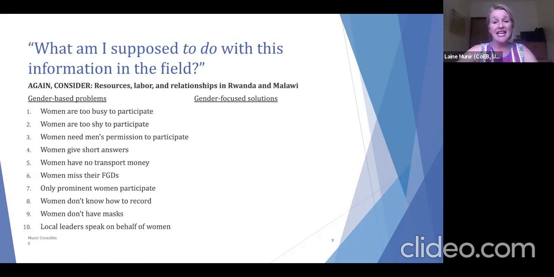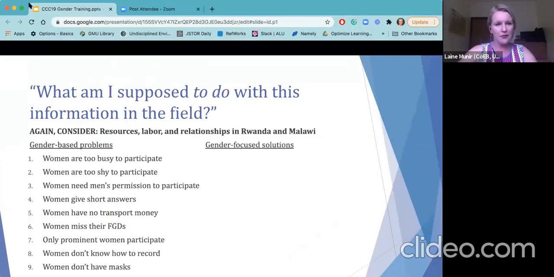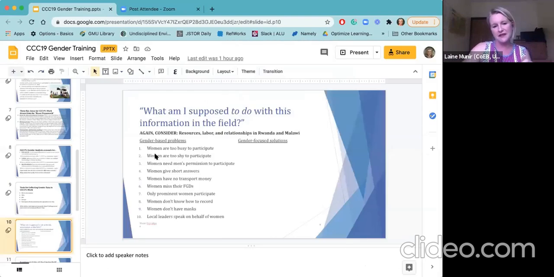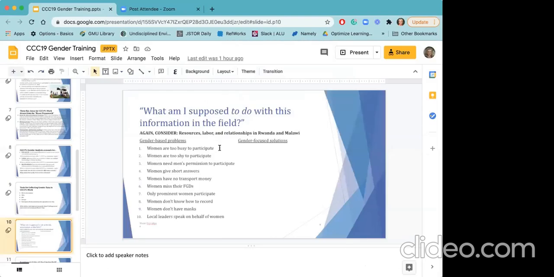So can anyone, let's do this together. I would love to, we're gonna fill this out together. If you were in the field, can you tell me what a possible solution would be to any of the problems on the left? So we're gonna try to think of solutions. Laine?